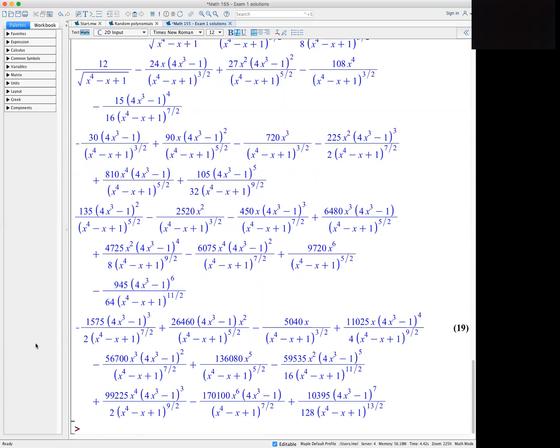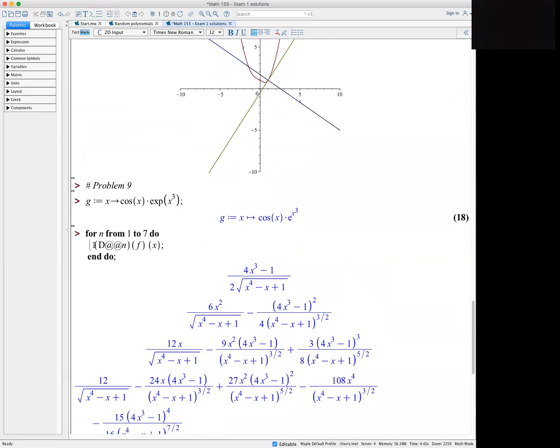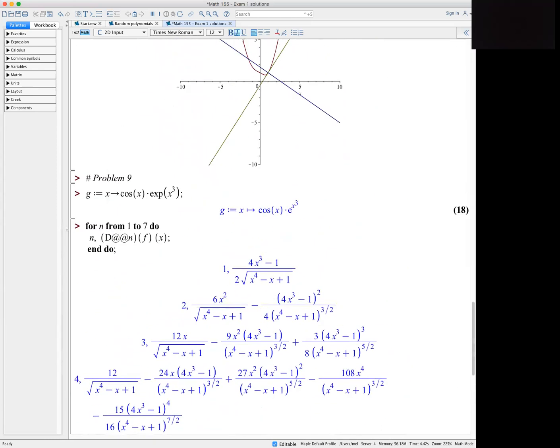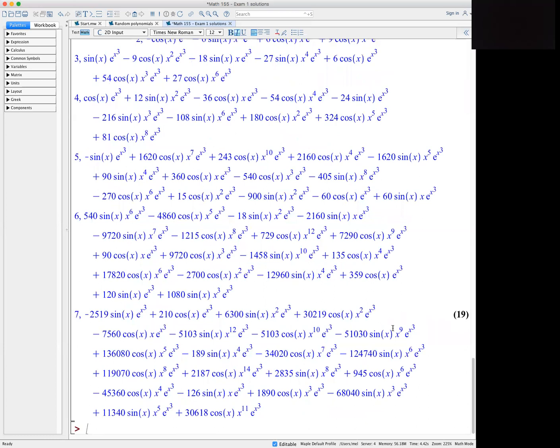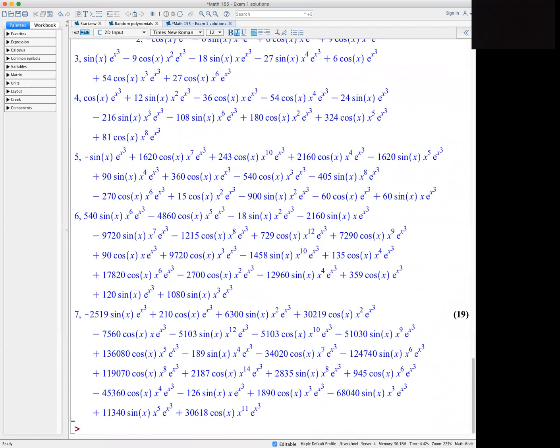Ooh, they get pretty complicated. Let me prefix this with an n so I know which is which. Oops, this should be a g. Okay, so here is g. This is the first derivative. This is the second. This is the third. They get more and more complicated. But this is the 7th derivative, and you can be pretty glad you didn't have to do it by hand.